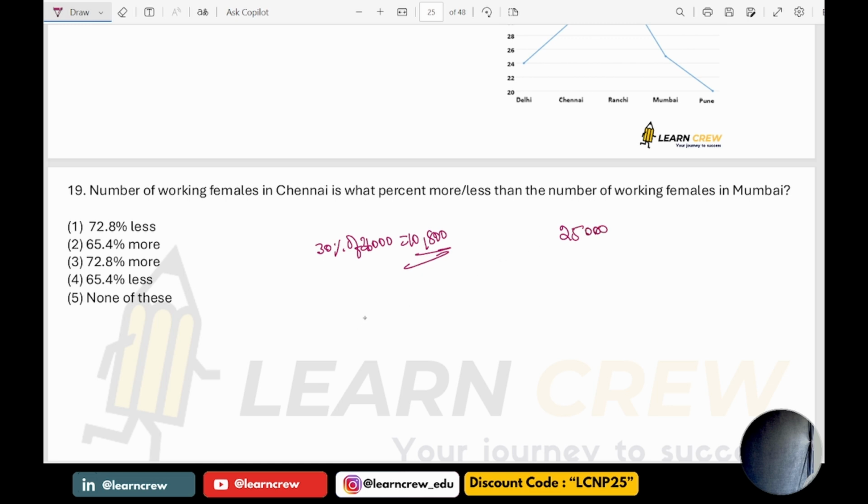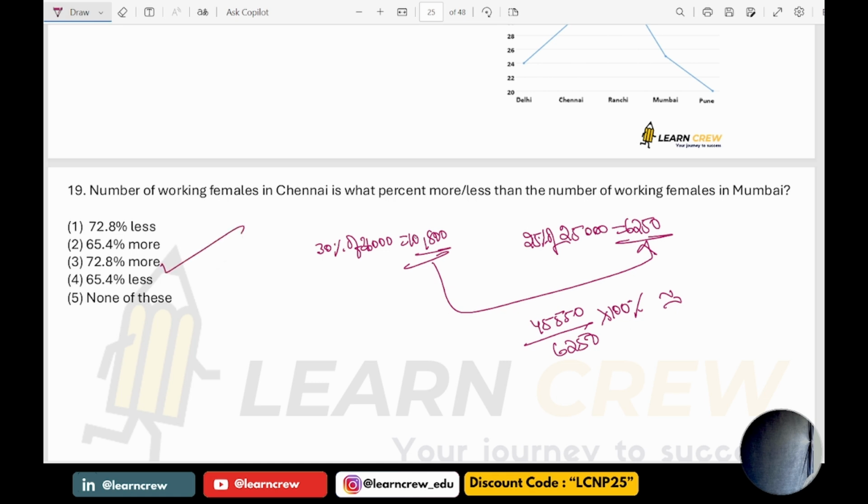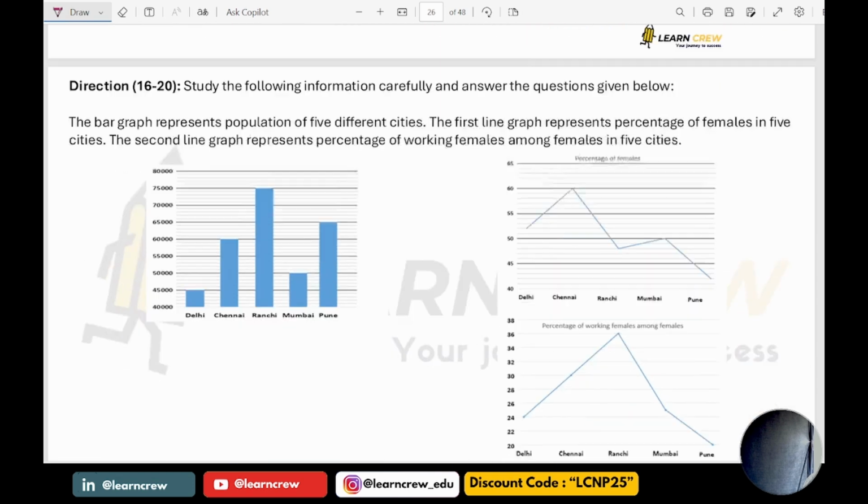Out of that, number of working females would be 25%, which is 6,250. So 10,800 is more than 6,250 by how much? It is 4,550 divided by 6,250 into 100, so it is 72.8% more. So less is wrong. Thereby the answer is 72.8%. Next one.